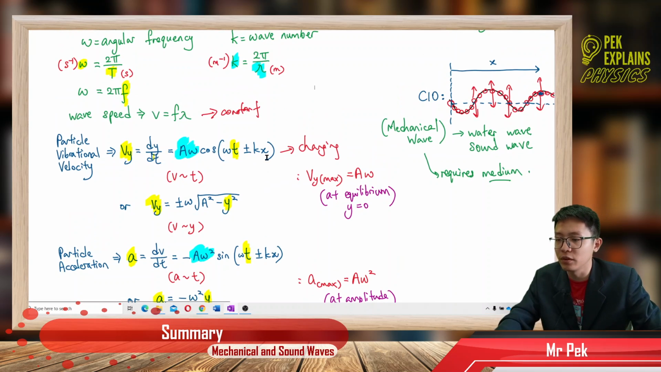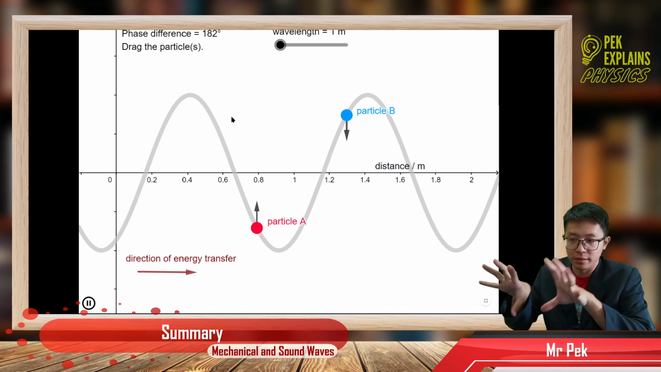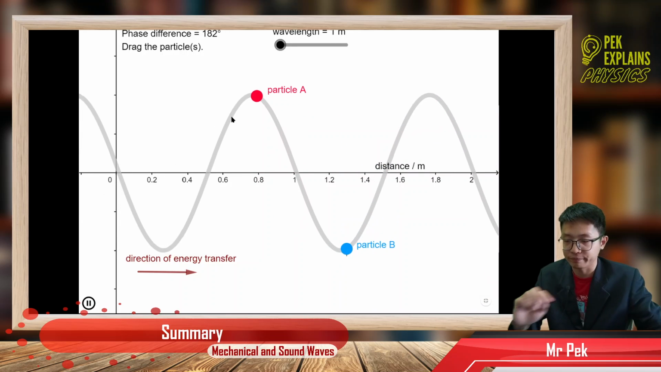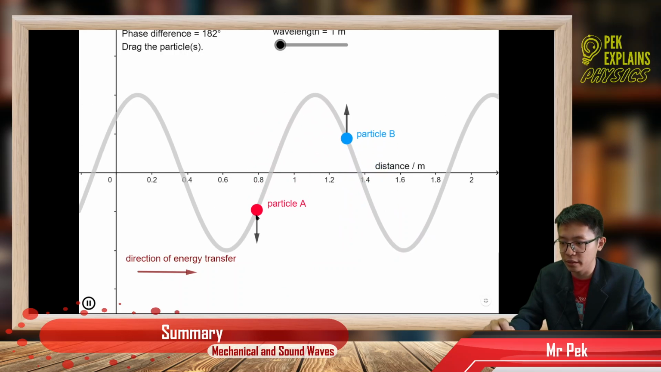And particle vibrational velocity is changing, like waves, like I said just now. You see the wave speed? The wave speed is constant going to the right, isn't it? Wave speed is constant. But particle vibrational velocity always increases and decreases.